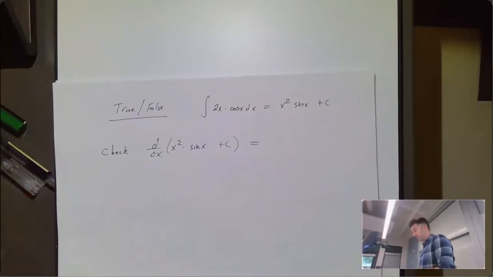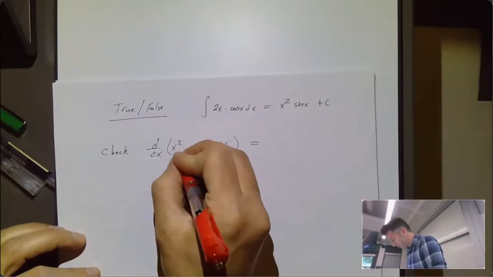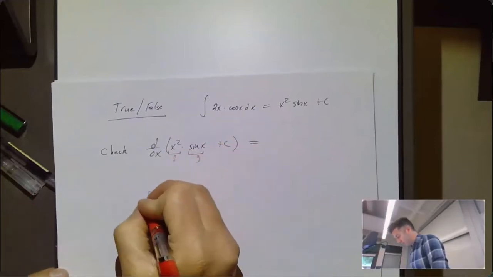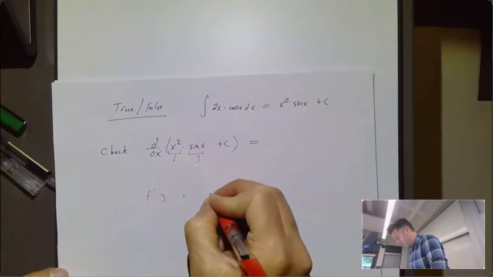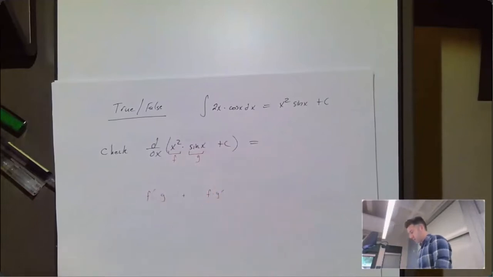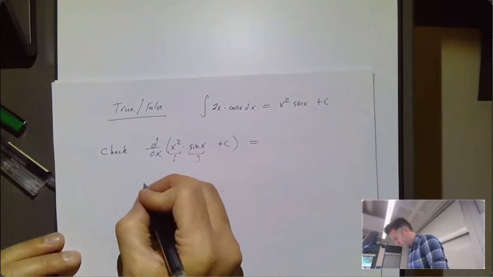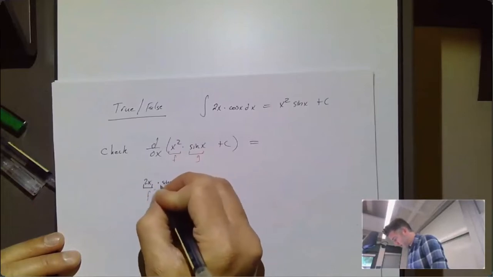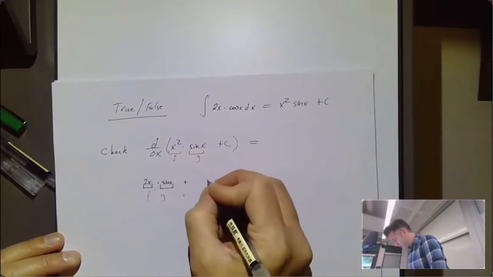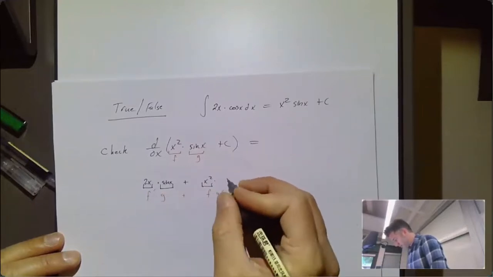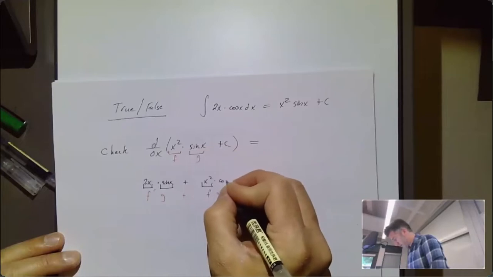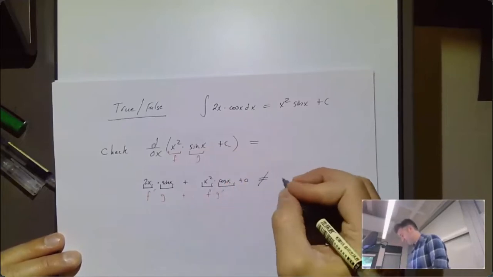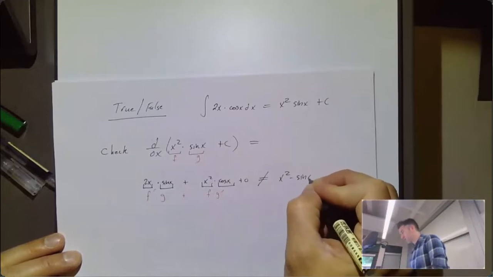If we take the derivative of this, we should be using the product rule. If we take the derivative of f times g, we're going to get f prime times g plus f times g prime, which in this case is going to be 2x times sine of x plus x squared times the derivative of sine of x, which is cosine of x, plus 0. And that's definitely not equal to x squared times sine of x.